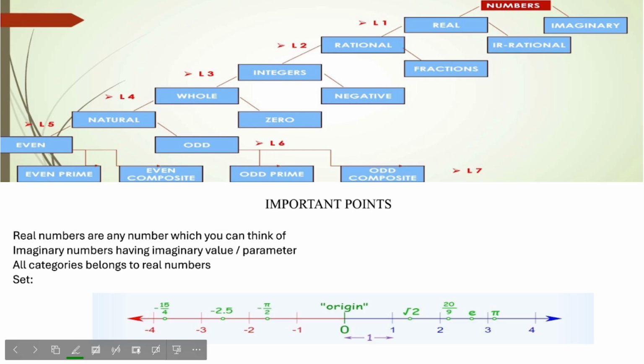So friends, now we have completed our complete session on the number system, from the very broad differentiation of real and imaginary to the very last level 7 differentiation of even prime, composite, odd prime and odd composite.